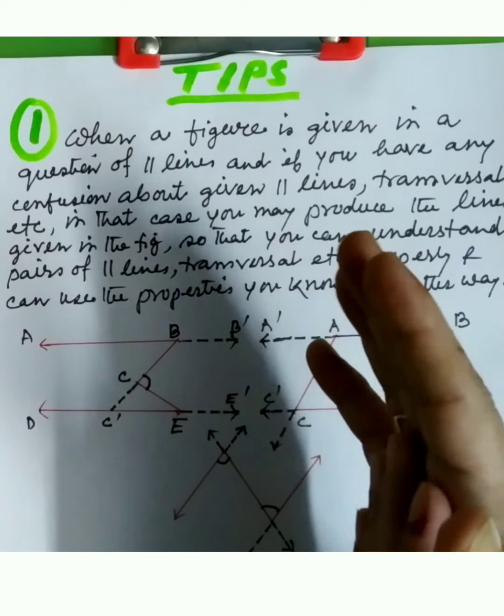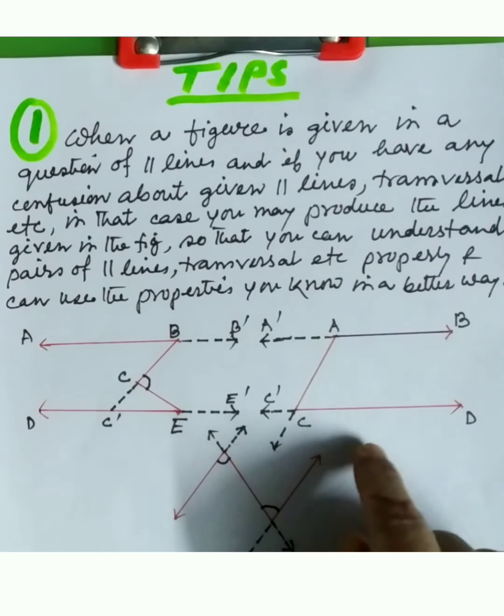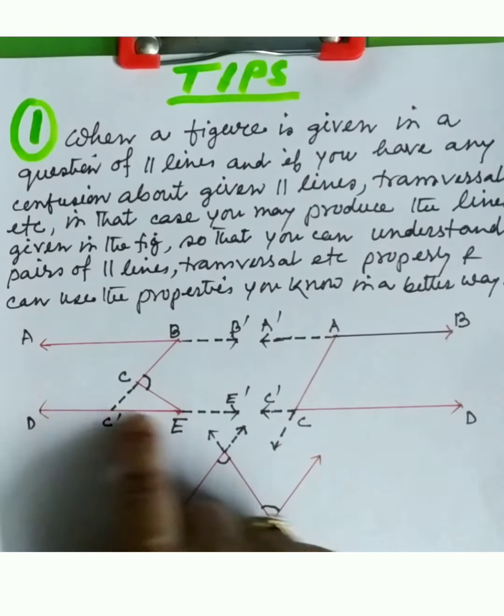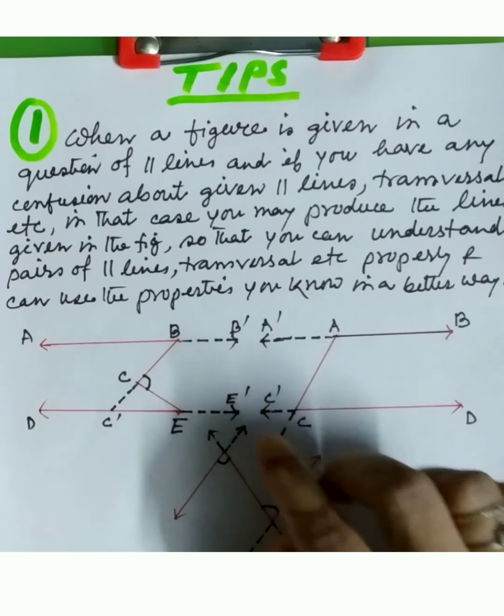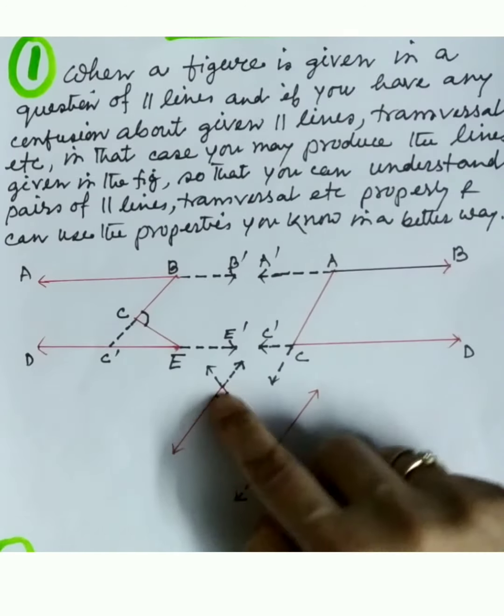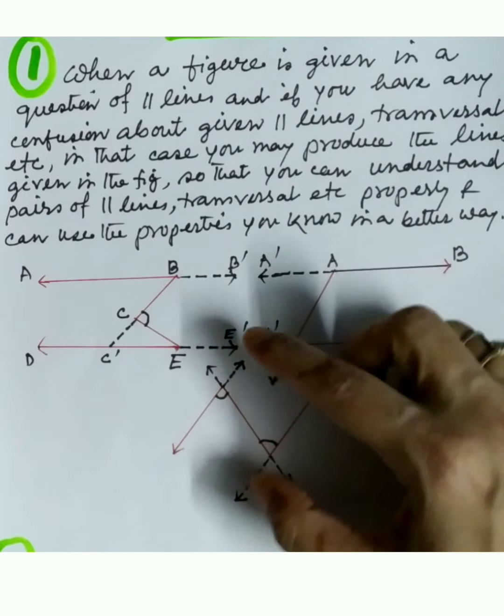But one thing, if in the question it is given that these pairs are parallel lines, then only we can use the properties of parallel lines. You see, in this figure it is a Z-like structure, like this only.